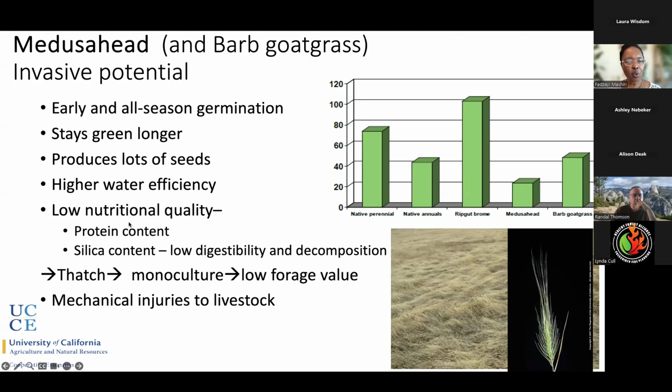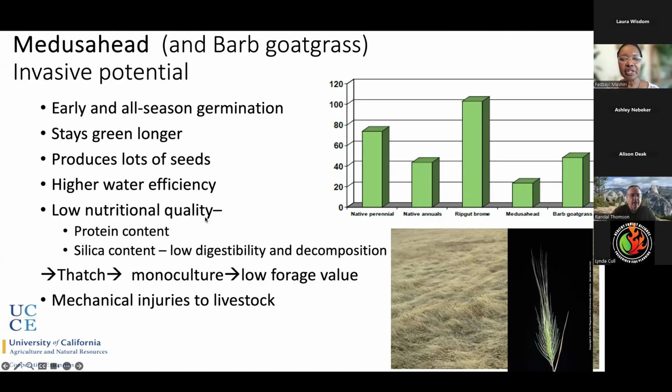The reason why they are low in nutritional value is they are low in protein content. The rate at which they lose the protein content is so fast compared to other plants. As they progress through their growth stages, other plants also decline in protein content, but the medusahead declines faster, so they are less nutritious. And they also have high silica content in their stems, which is almost like they have sand in their stems, which is not digestible.